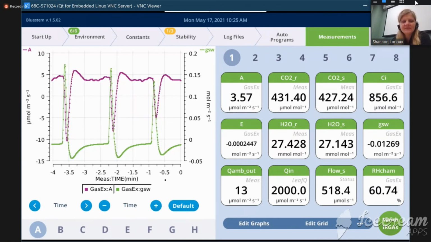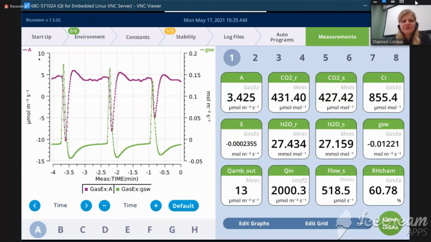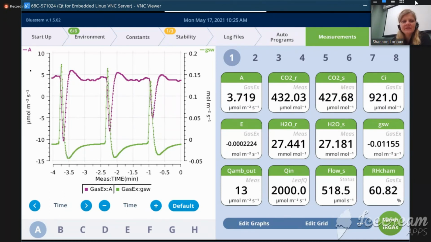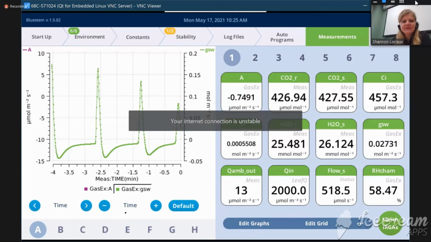To talk about graphs a little bit, it should show you what's being plotted here. Right now I'm plotting photosynthesis on my left vertical axis, and on the right vertical axis, I'm showing some model conductance. I can turn these on and off. Zoom in, so if I want to look at things in a closer time interval, I can do that, or I can zoom out.